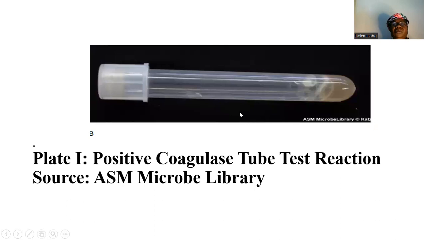It is important to note that if an organism is able to produce fibrinolysin, it will digest the fibrin clot. So the incubation should not be done for too long. If it is for so long, this fibrin clot will be dissolved, and this will give a false negative coagulase tube test.